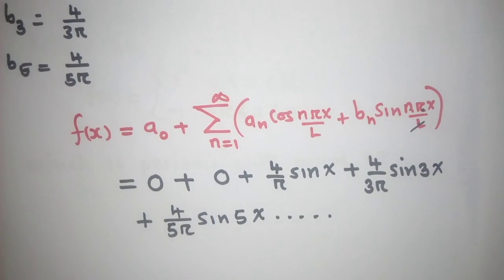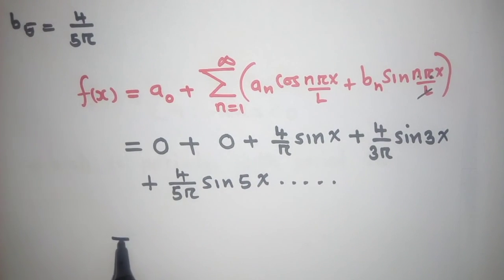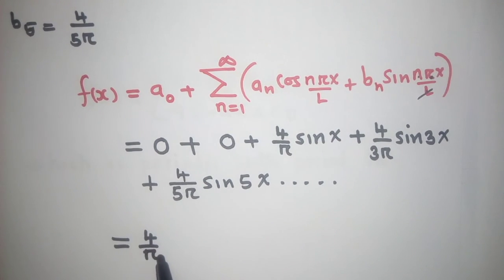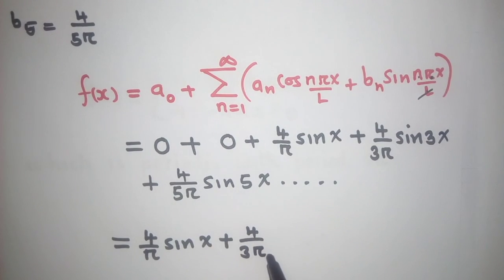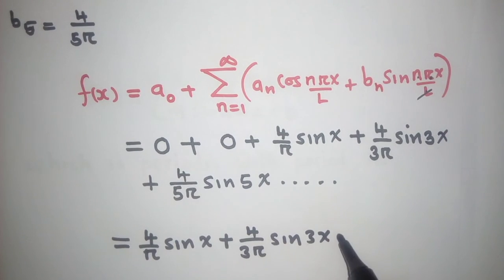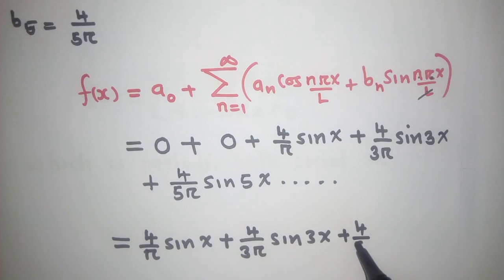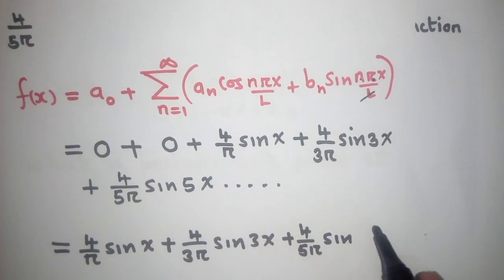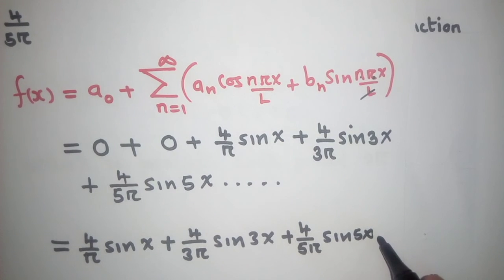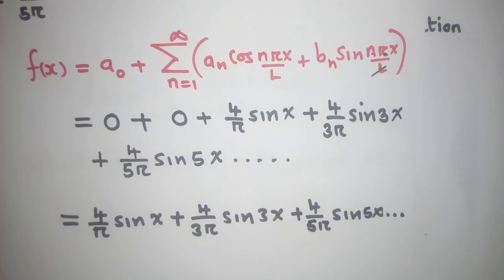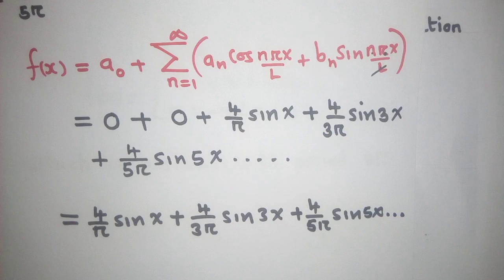Okay, so we can clean up our work. We just say 4 over pi sine x plus 4 over 3 pi sine 3x plus 4 over 5 pi sine 5x. Okay, so this is the solution.